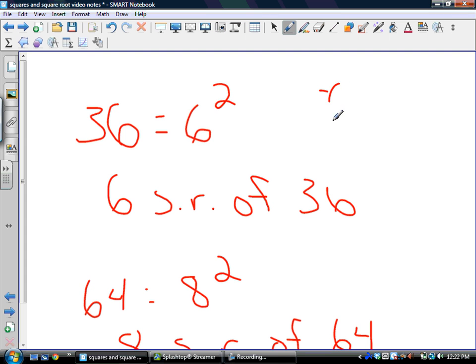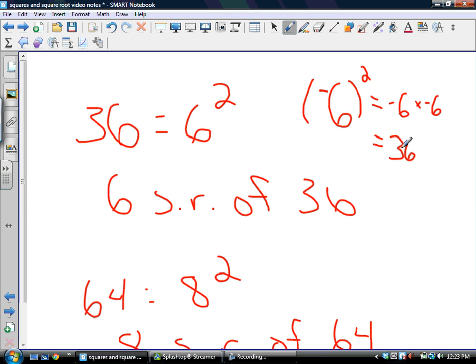If you take negative 6 and square that, that means I'm doing negative 6 times negative 6. When I multiply 2 negatives together, I always get a positive. So negative 6 squared would also give me 36.